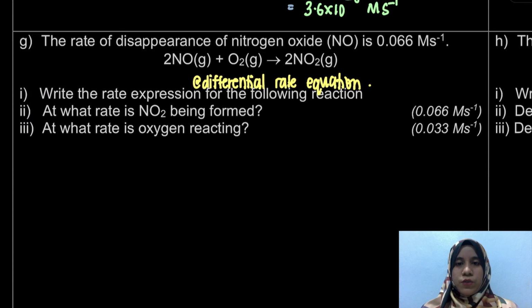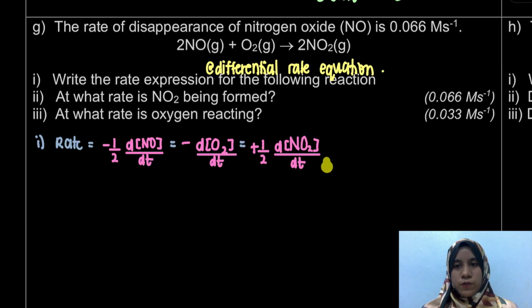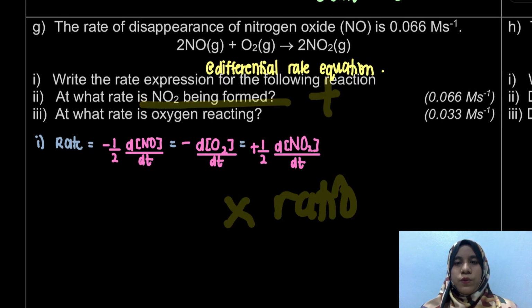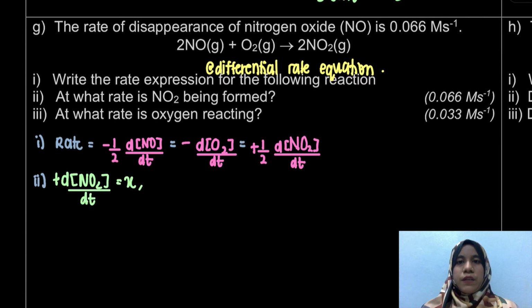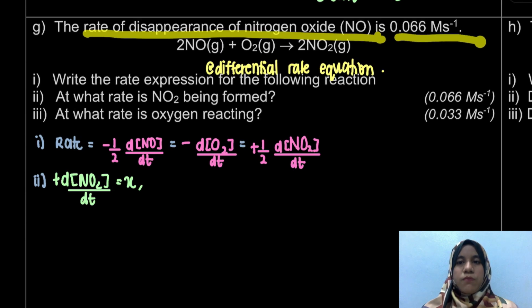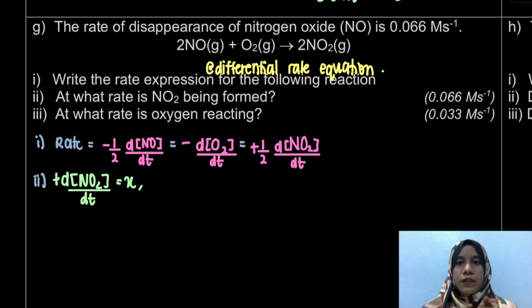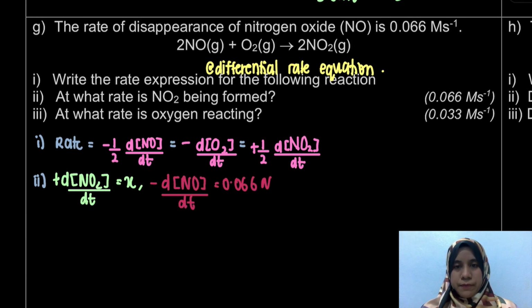So question 1 and 2 ni, so this is the answer for question 1. Ini mesti perlu explain apa-apa lah kan. Okay, next is question 2. Okay, rate of NO2 being formed. So it's positive sign. You don't have to include the ratio. So d[NO2]/dt is equal to x, our unknown. But then the information rate of disappearance, it means that it is negative. So -d[NO]/dt is the value given, 0.066 molar per second.